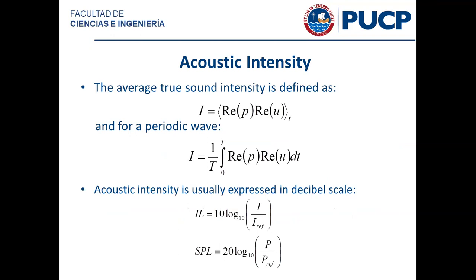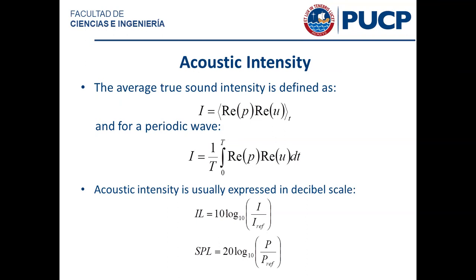Equivalently, again, just like what you have with electric fields, you have intensities. And the intensity is defined, again, just like in the electric case, as the expected value of the real component of the pressure multiplied by the real component of the particle velocity. So you have a periodic wave, which basically means that you have 1 over T, the period of the signal, multiplied by the integral from 0 to T, the period again, of the real part of the pressure multiplied by the real part of the particle velocity, integrated with respect to time.